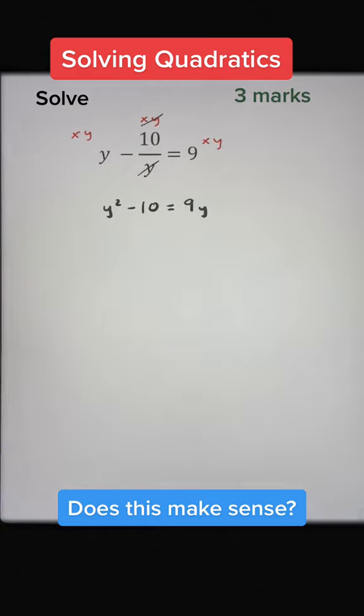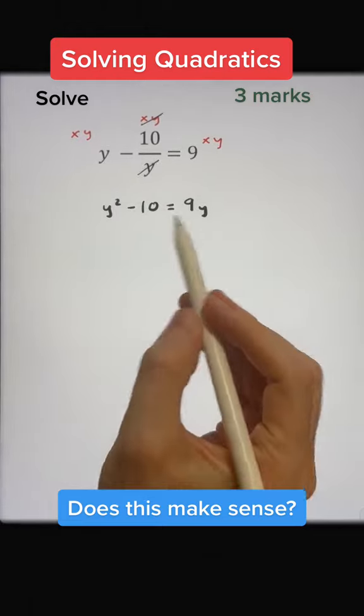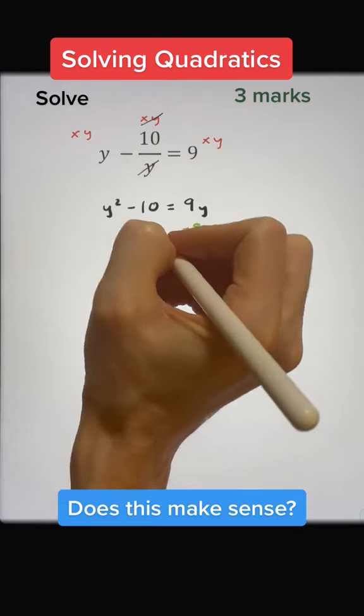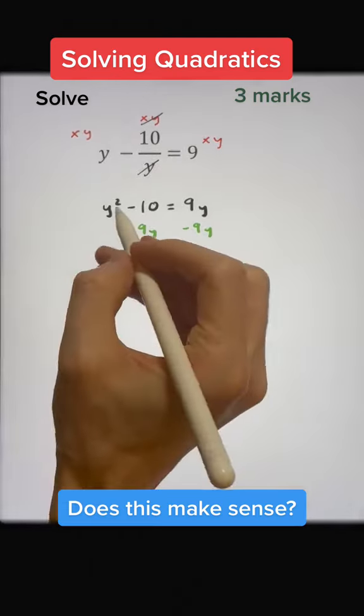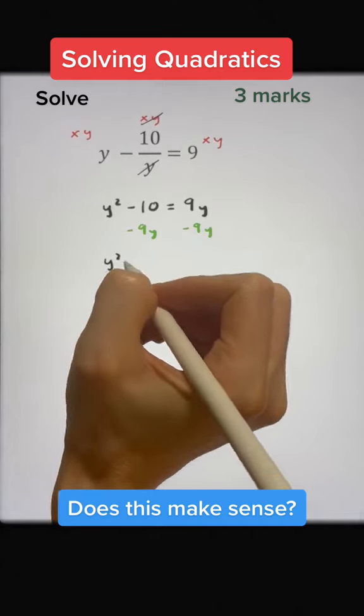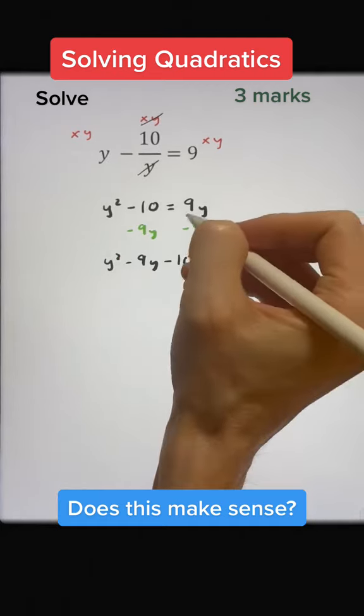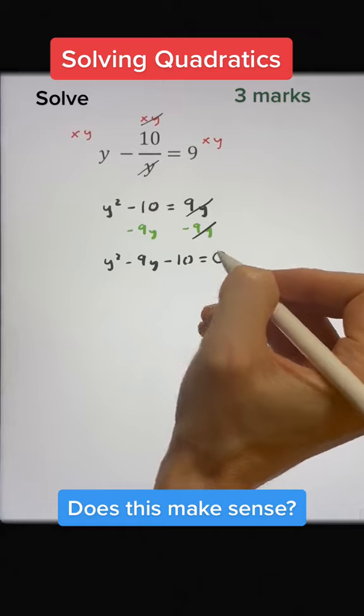As I always want my quadratic to equal 0, I need to bring the 9y across to the left by doing the opposite. Opposite of add 9y is subtract 9y from both sides. Now on the left-hand side, therefore, I have y squared, I have the negative 9y that's come across, and I have minus 10. And on the right-hand side, I know 9y take away 9y will cancel to give us 0.